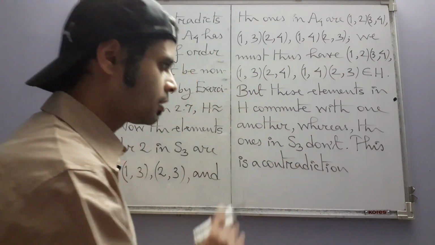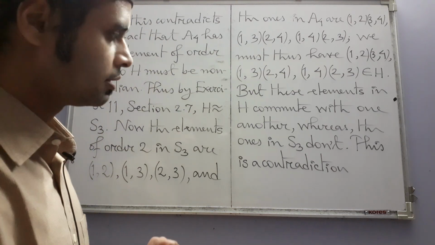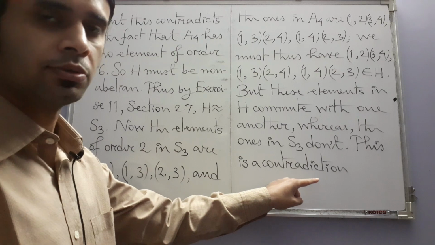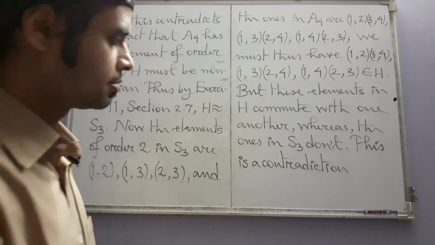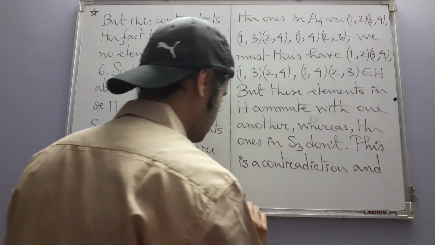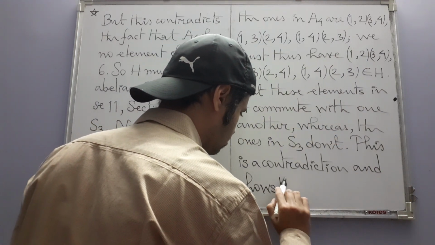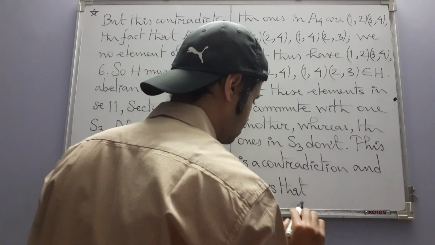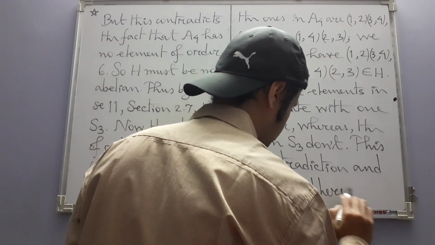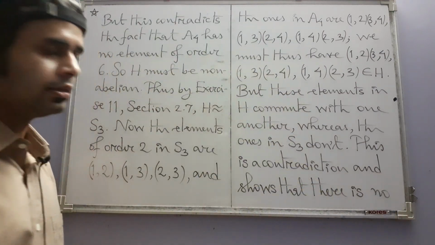and this contradiction finally tells us that we have in fact run out of options and now we must conclude that H cannot exist. This is a contradiction and shows that there is no such H.